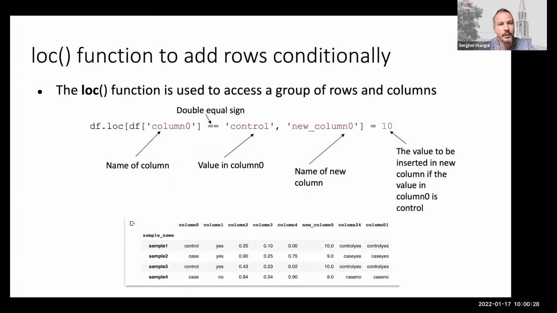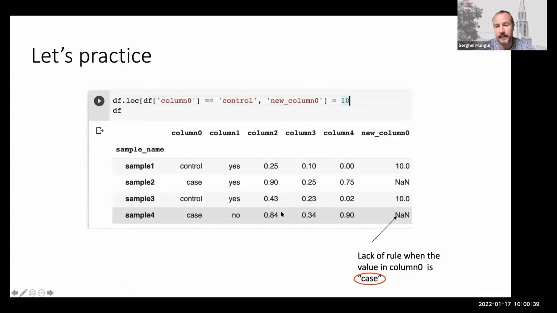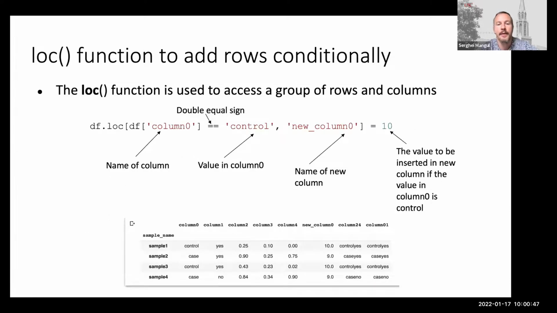So in this case, we just wrote one rule where only if control, we put the new column to be 10. But if it's case, we don't have a rule right here. Okay, so you see 10, and then here should be nothing because we didn't write the rule. So this is how you write an if statement with Pandas, right?